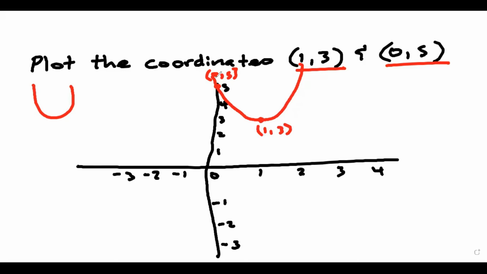All right, let me change the color. Your point (1, 3) here, and your point (0, 5) there. Now, you can find the line of symmetry, which is where you cut the curve exactly in half, and it would be at the line x equals 1. And that's how you solve.